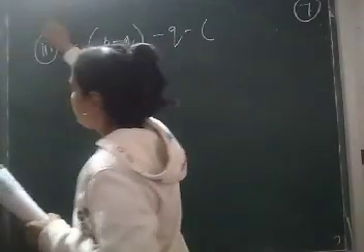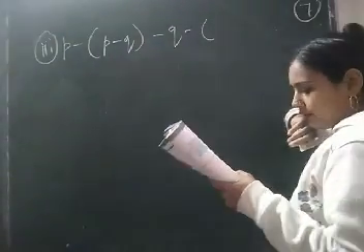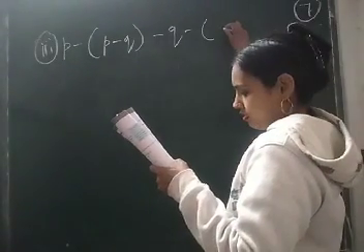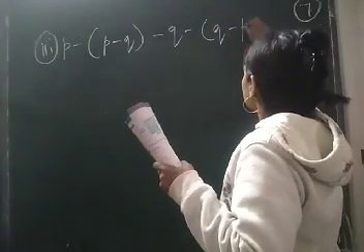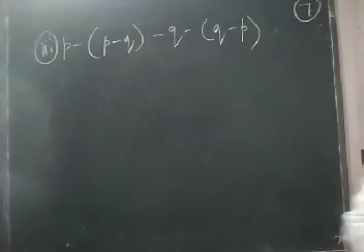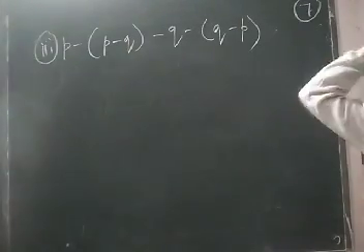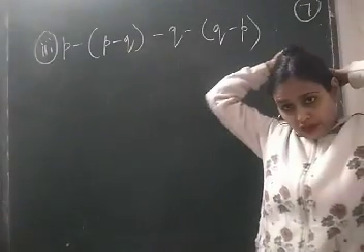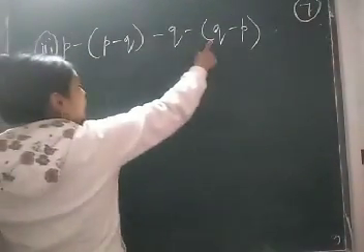Third one. Let's do the third one first, children. Then we do the second one. So the first thing, we follow the BODMAS rule and we remove the brackets. Okay, so let's remove the brackets here. This is the bracket and this is the bracket.